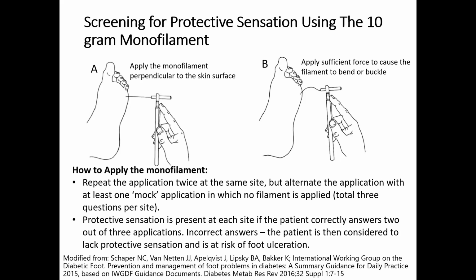You ask the patient, are you feeling it? Are you feeling it? But out of these 3, 2 are actual applications of the filament and 1 is no application or maybe application elsewhere. So the patient knows, okay, I can feel it. But with mock application, you can test whether the patient is telling the truth or not. Protective sensation is present at each site if the patient correctly answers 2 out of 3 applications. With incorrect answers, the patient is considered to lack protective sensation and is at risk of ulceration.